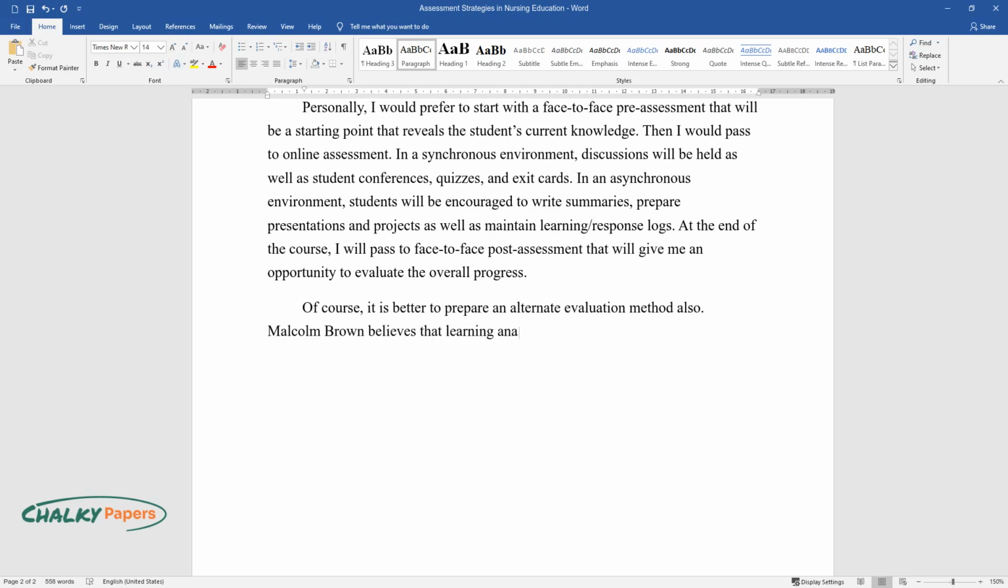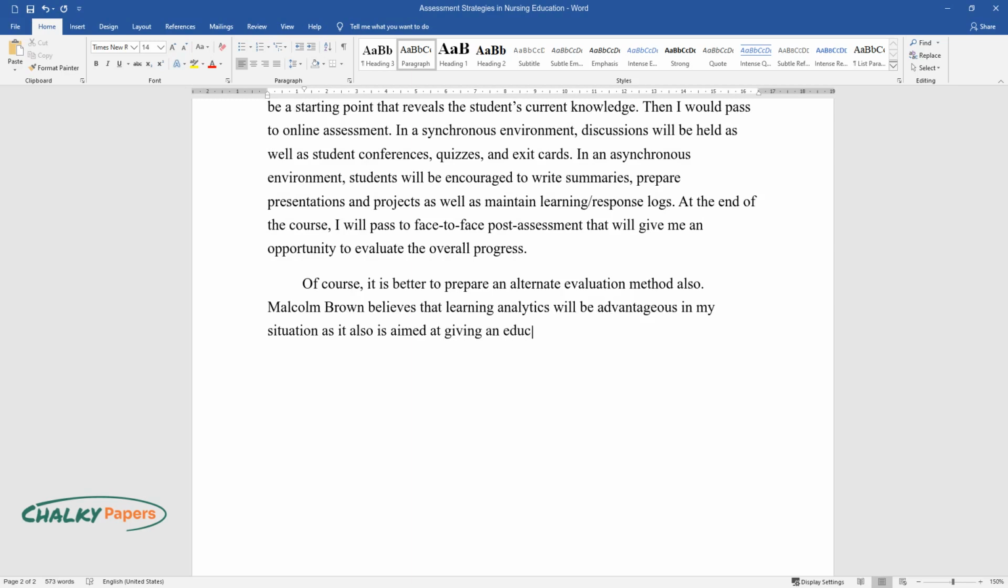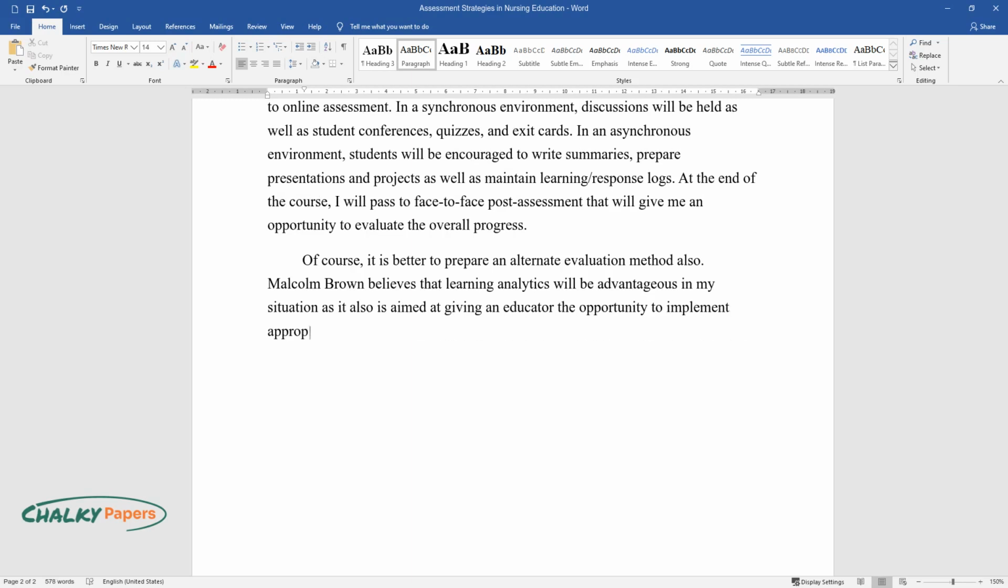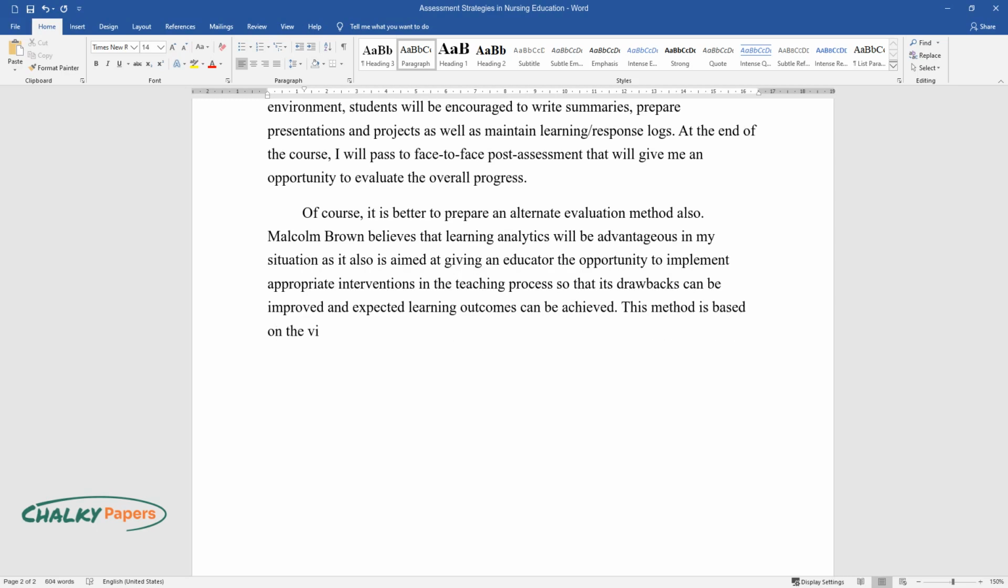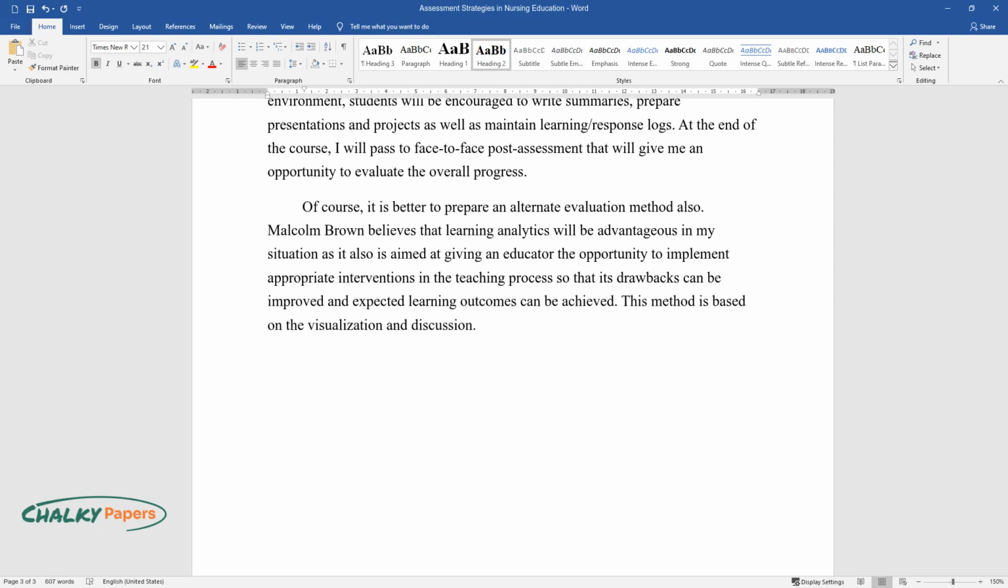Malcolm Brown believes that learning analytics will be advantageous in my situation as it also is aimed at giving an educator the opportunity to implement appropriate interventions in the teaching process so that its drawbacks can be improved and expected learning outcomes can be achieved. This method is based on the visualization and discussion.